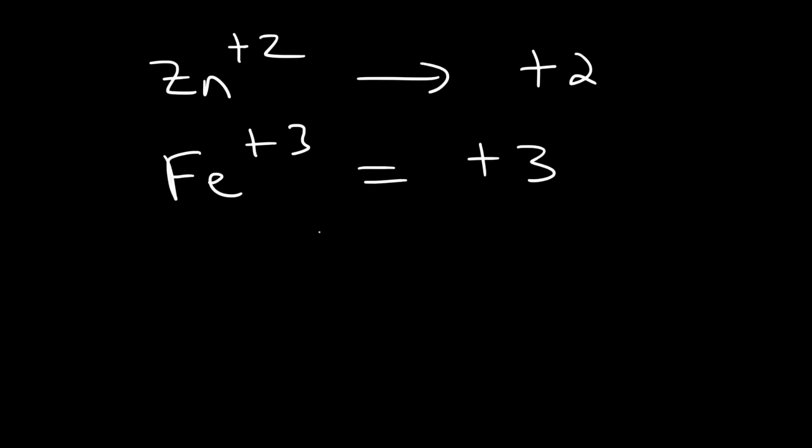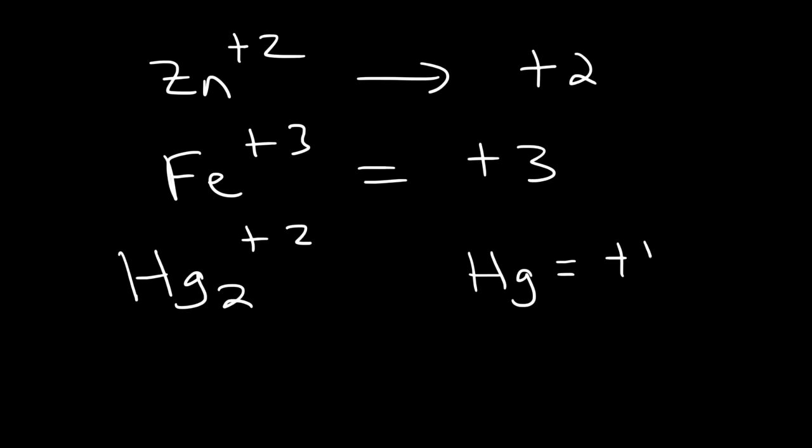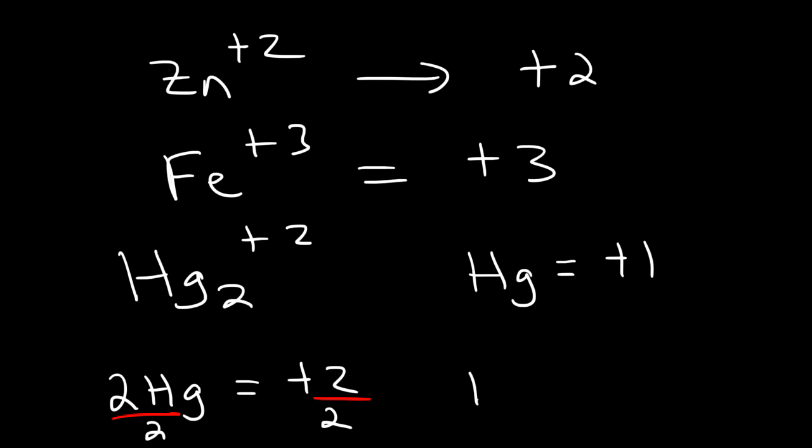Now sometimes you might have diatomic ions. For example, the mercury 2 plus ion. Individually, each mercury ion has an oxidation state of 1 because there's 2 of them. So you need to write an equation. 2 mercury atoms has a net charge of positive 2. So if you divide both sides by 2, you can get the individual oxidation state of each mercury particle, which is plus 1.